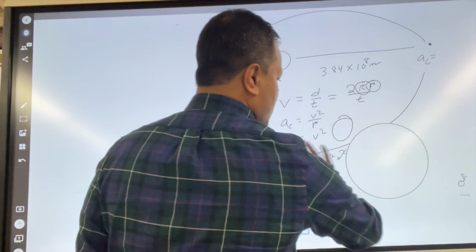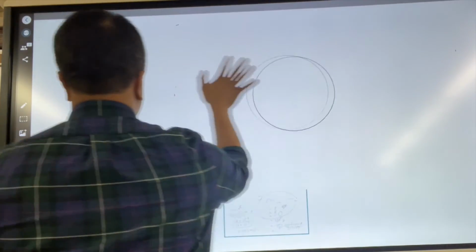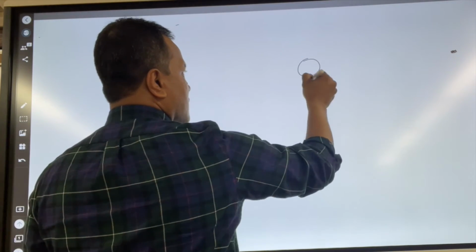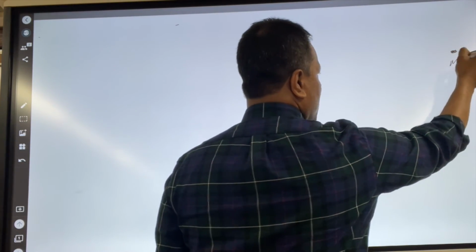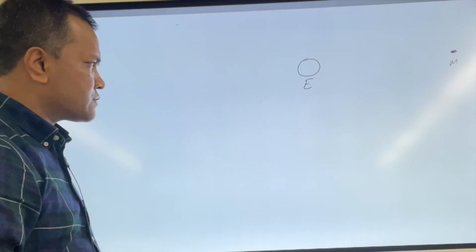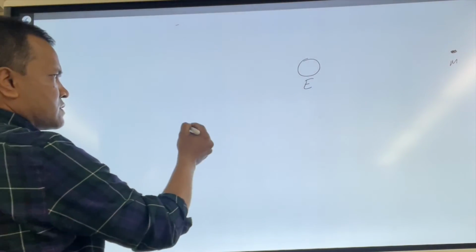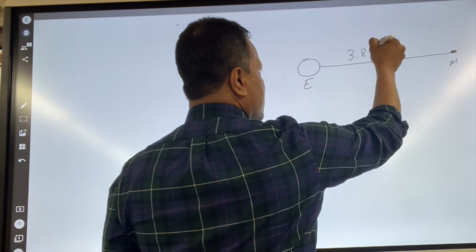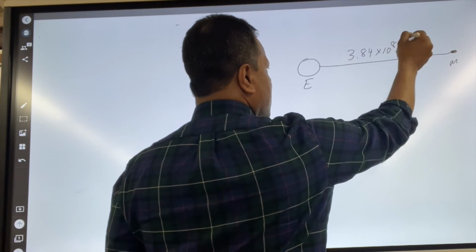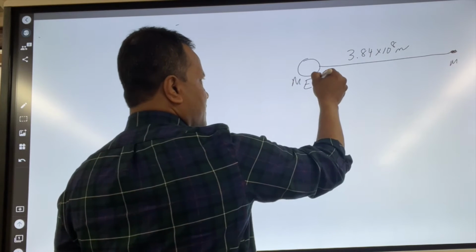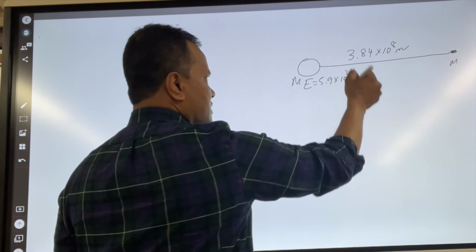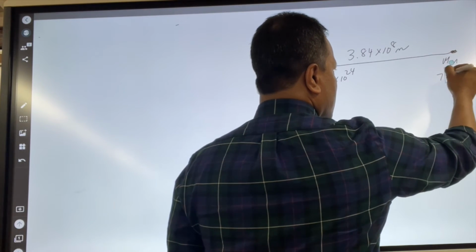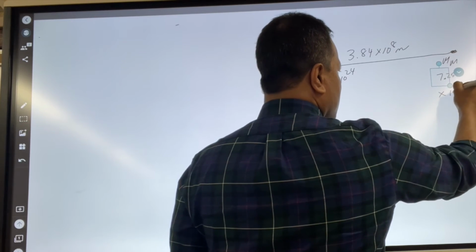Find the force between moon and earth. So there is a moon and there is earth. Alright, so this is earth, this is moon. You're gonna find the gravitational force between moon and earth. So what is it? The gravitational force, never forget, there is a distance between moon and earth. This is 3.84 times 10 raised to 8 meter, and the mass of the earth is 5.98 times 10 raised to 24. Mass of the moon is 7.25 times 10 raised to 22.